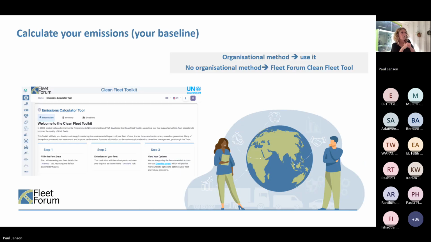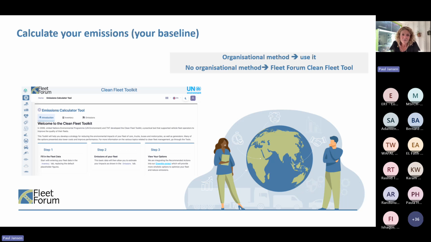When you calculate your emissions, that's where you set your baseline. For your baseline, it is good to have a good insight into your fuel consumption, the totals and the consumption per kilometer. Now, if your organization has its own tool, we advise you to use it. But we also know that many organizations do not have a specific tool to calculate the emissions for the vehicles or for the transport.